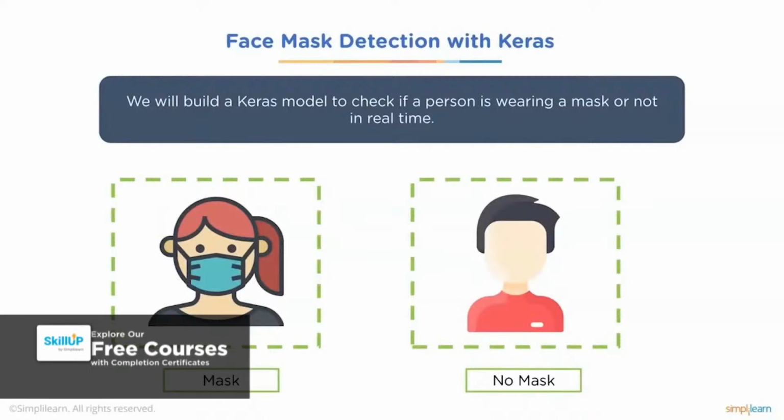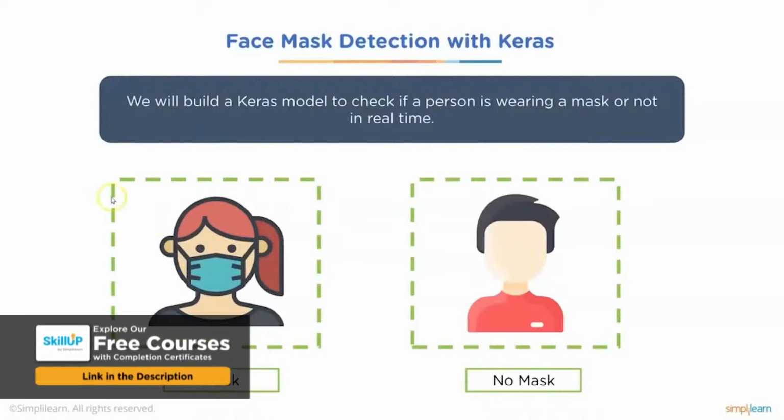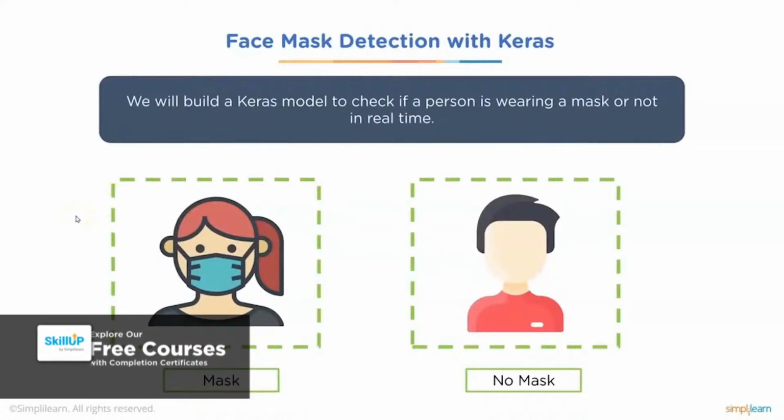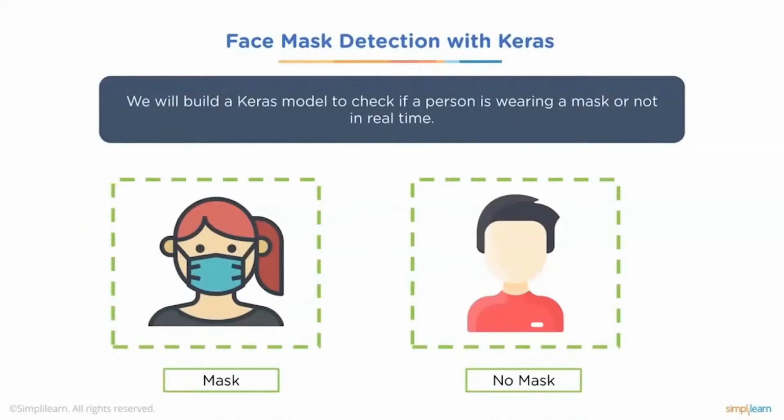So we're going to build a Keras model to check if a person is wearing a mask or not in real time. And this might be important if you're at the front of a store. This is something today which might be very useful as far as making sure people are safe. And so we're going to look at mask and no mask.